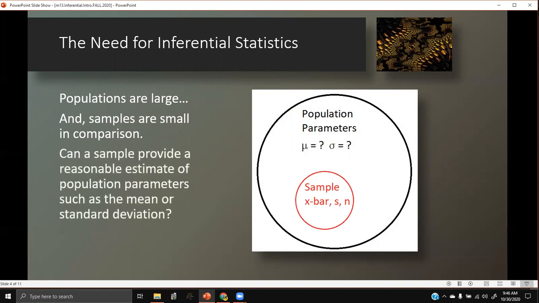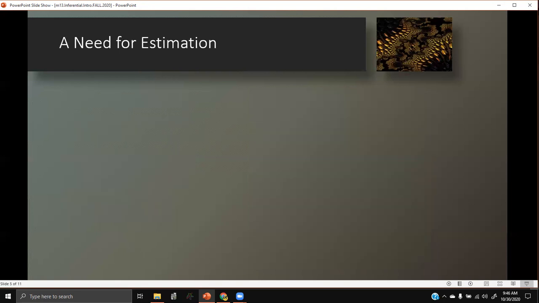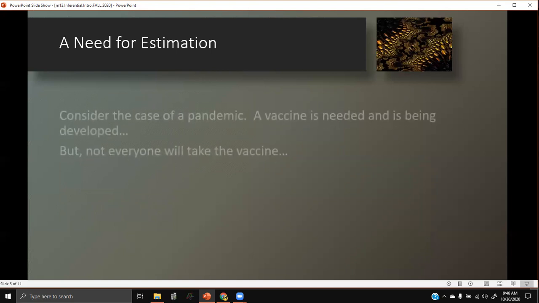Can a sample provide a reasonable estimate of a population parameter, such as a mean or a standard deviation? Can I reasonably extrapolate from that sample to the larger unknowable population? This is where probability comes into play because it is essentially kind of a guess. It's an educated guess, but it's really a guess. There is a real need for this notion of estimation.